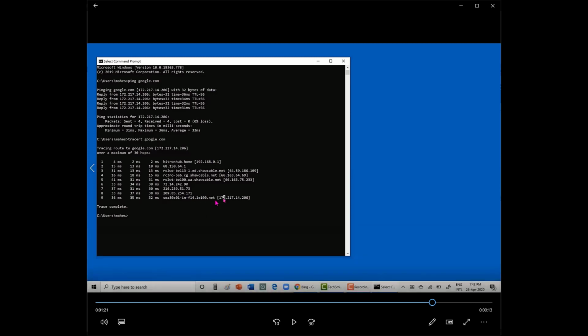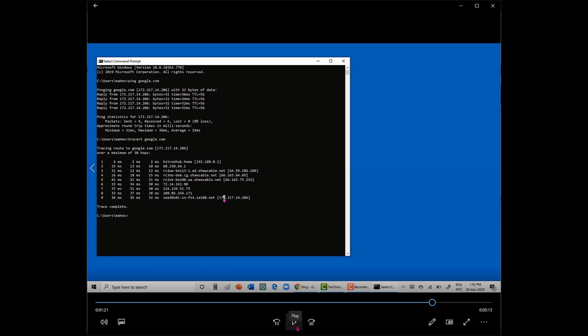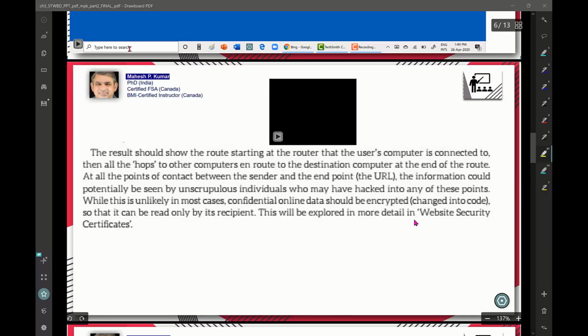So this is important information. These are two commands which are used to understand how information moves from one computer to another computer. So it is interesting here. Look, when we saw all those gateways, the information was hopping from one to another, right?